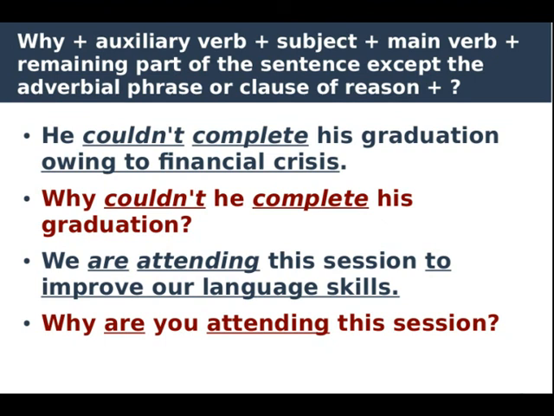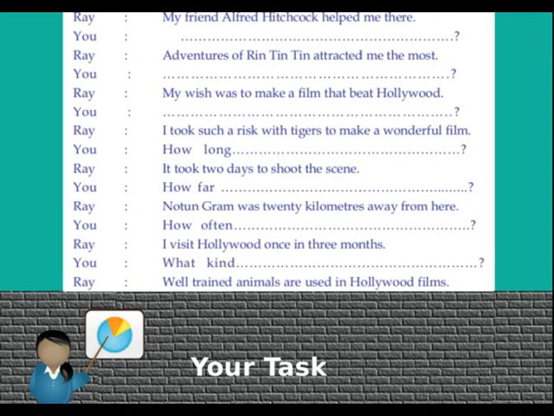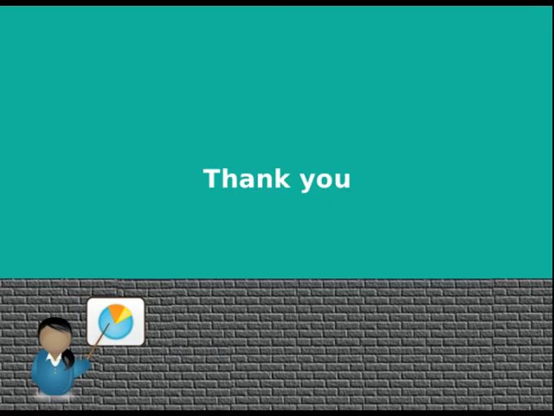Now your task is to find answers for these questions. Here the answers are going to be questions, okay, framing questions. My friend Alfred Hitchcock helped me there. If the underlined part is Alfred Hitchcock, the question is going to be who helped you there? Who helped you there? See the questions framed in the description box, okay, and check whether what you framed is right.